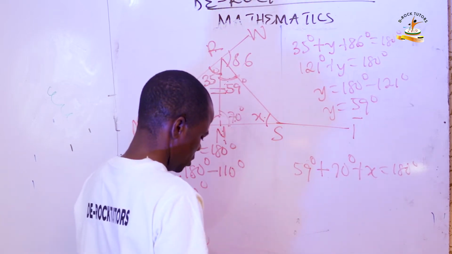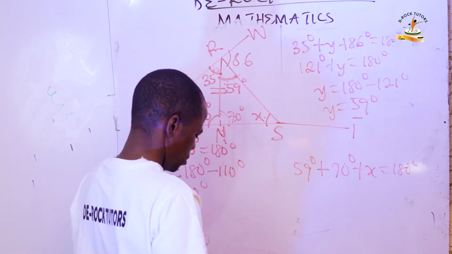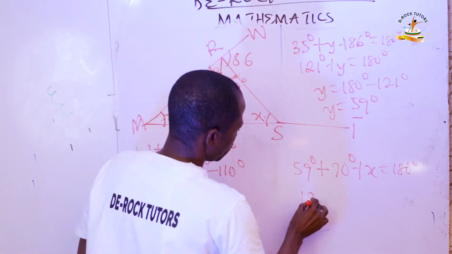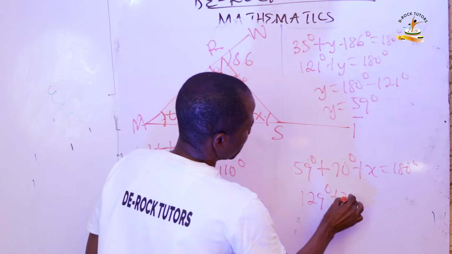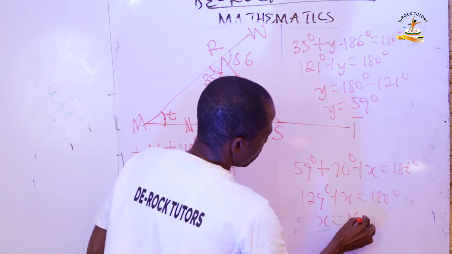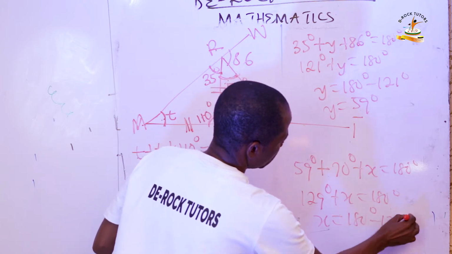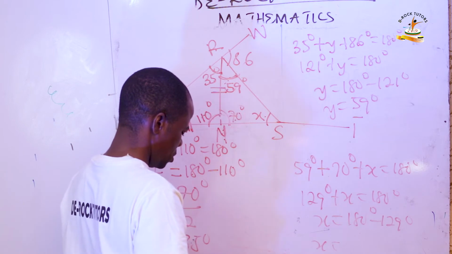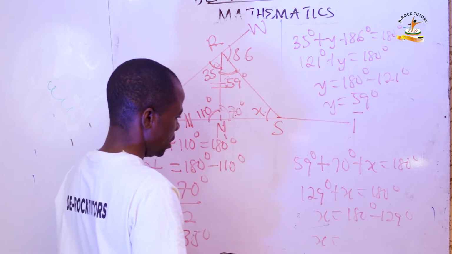So 59 plus 70 gives us 129. So 129 degrees plus x gives us 180 degrees. x is now 180 degrees minus 129 degrees. And our x will now be 180 minus 129.